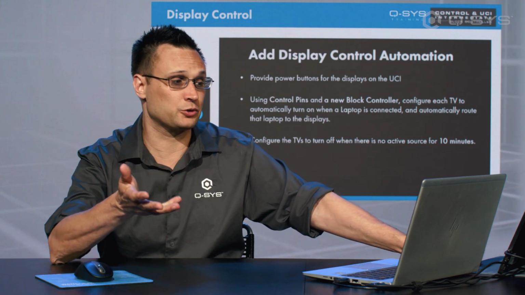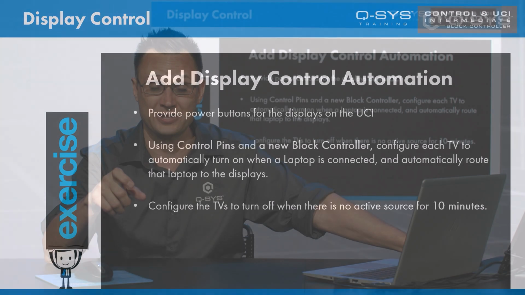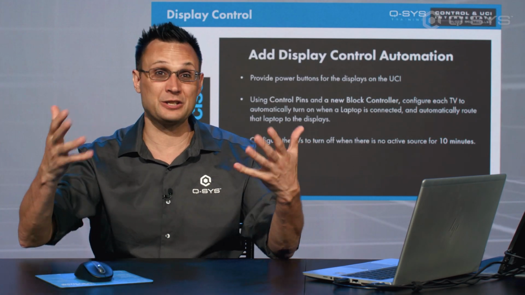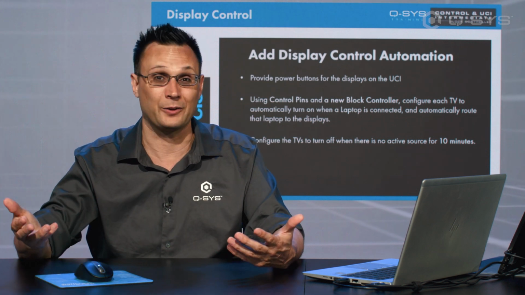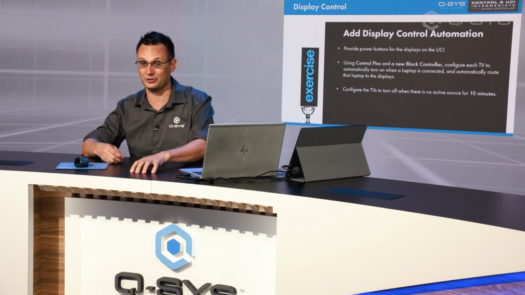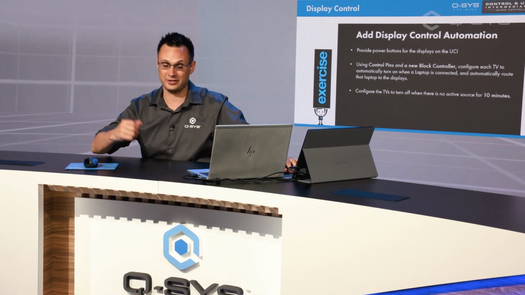That means we're going to use new control pins and a new block controller to configure each TV to automatically turn on when a laptop is connected and automatically route that laptop to the displays. We want, when someone plugs in that HDMI cable, if the displays are off, we want the displays to be on, right? That saves them one step and makes this room a little bit closer to anticipating their needs and automating what they're doing.